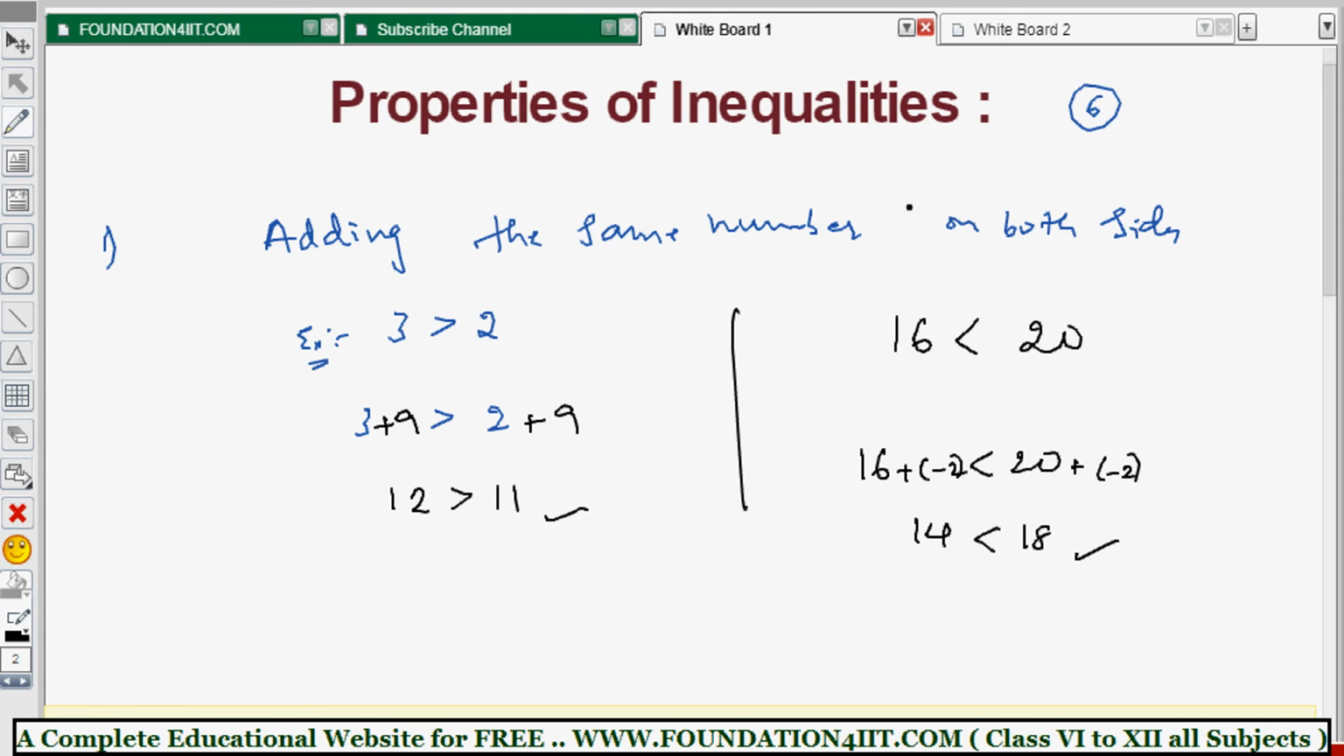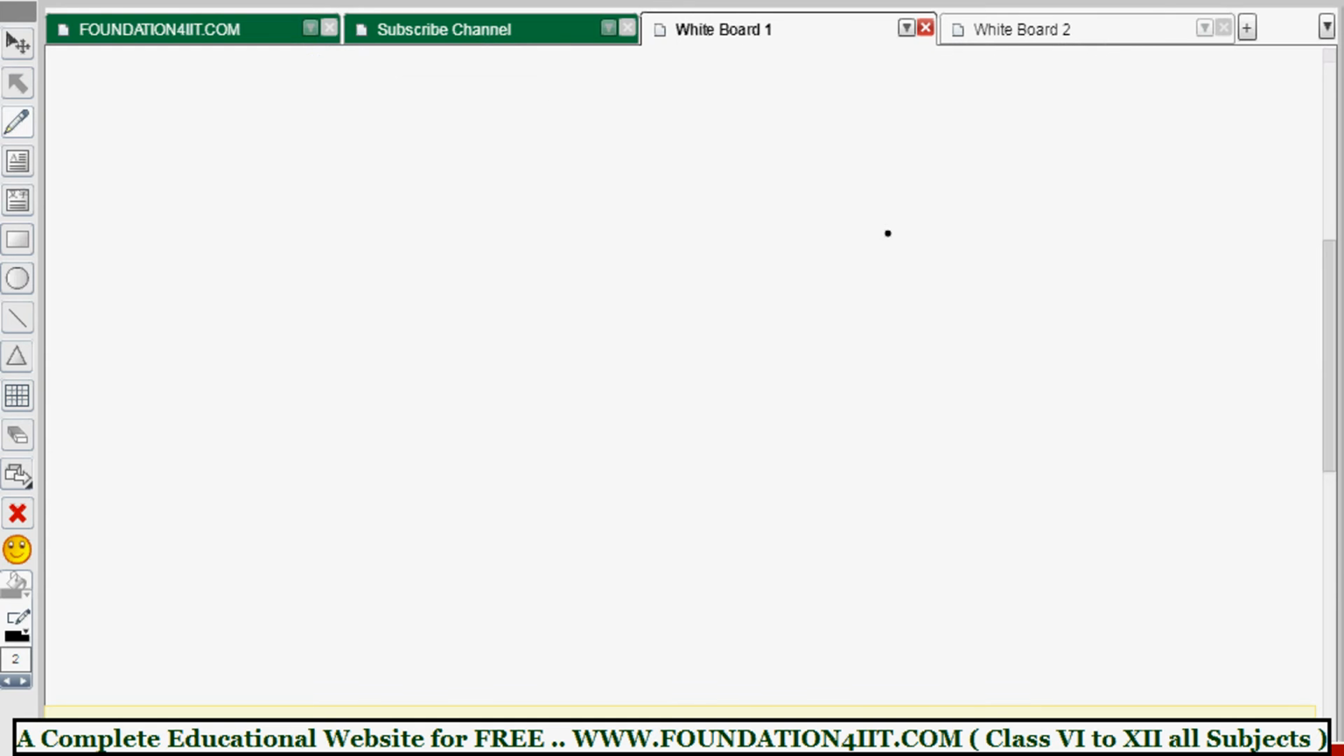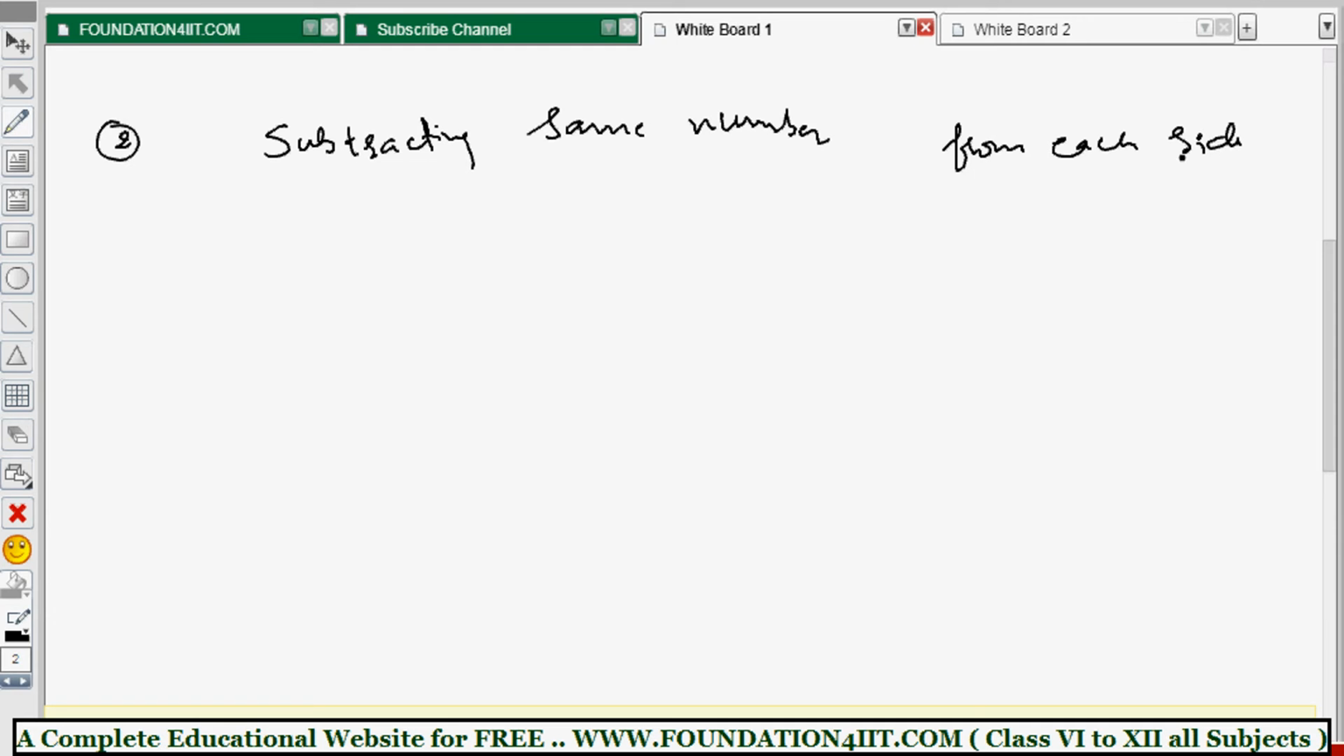Now the second property. This was the first one, and when you see the second: subtracting the same number from each side of the inequality also does not change the inequality. Even if you subtract the same number on both sides of an inequality, it does not change the inequality. So let's see an example.